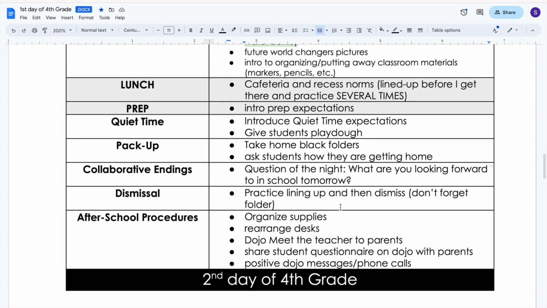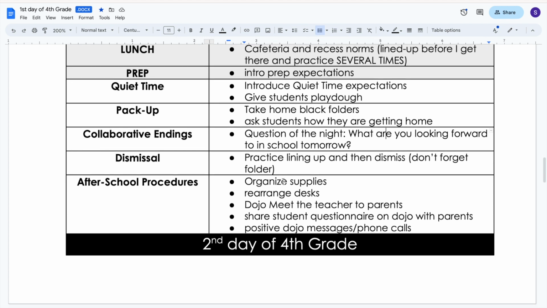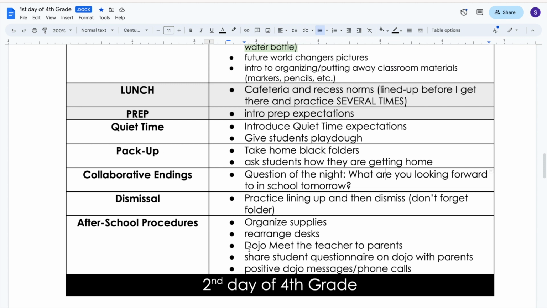For dismissal, we practice lining up, and then I will dismiss and make sure that they don't forget their folders, which is mostly important because it has all the meet the teacher papers and things like that, and the blue cards and stuff. And then lastly, I have a list of things I need to do after school.